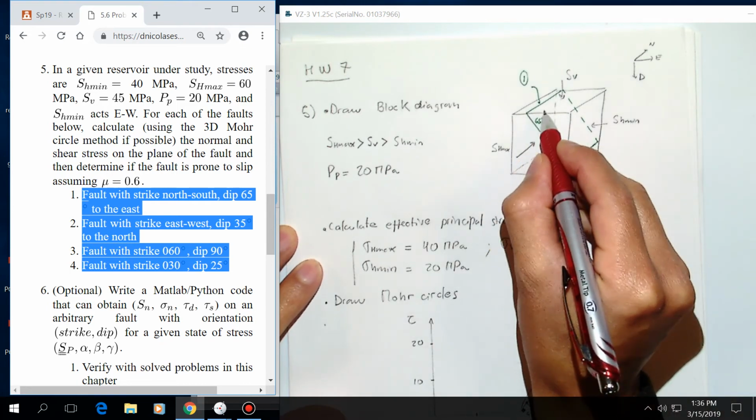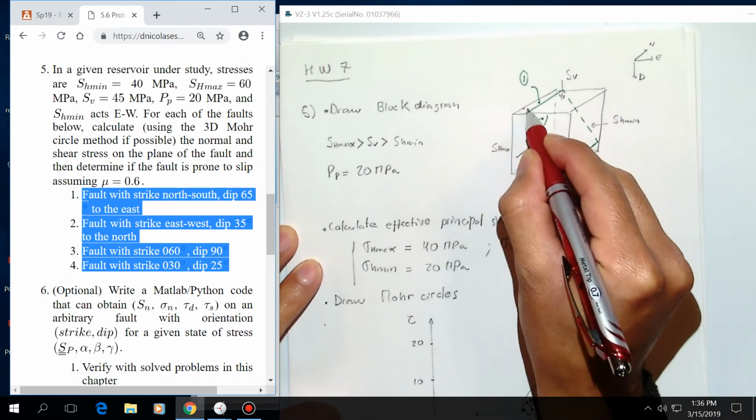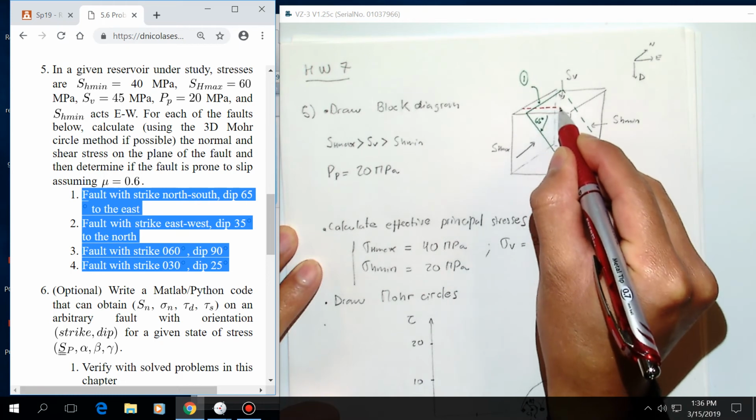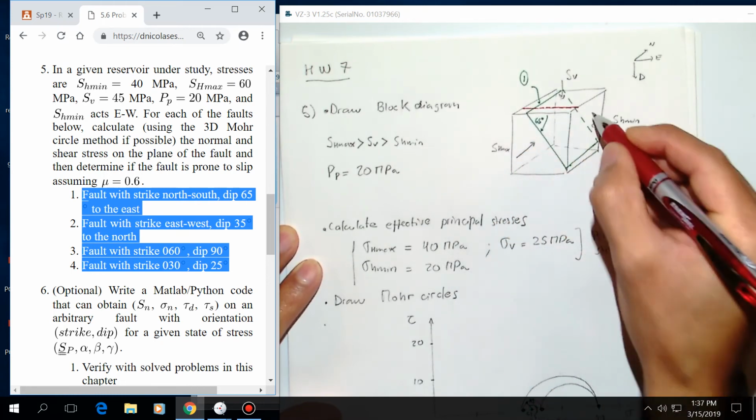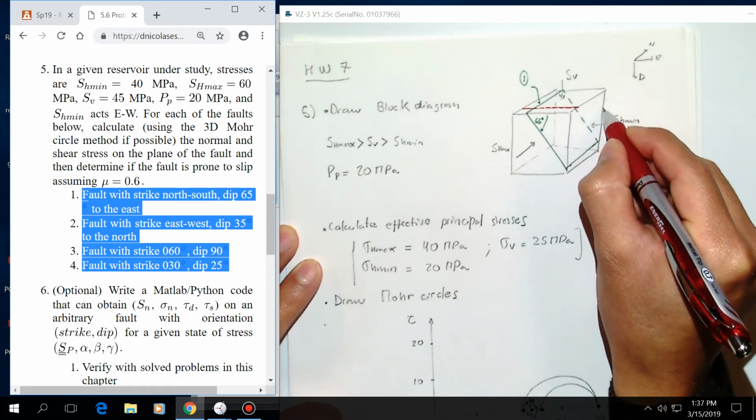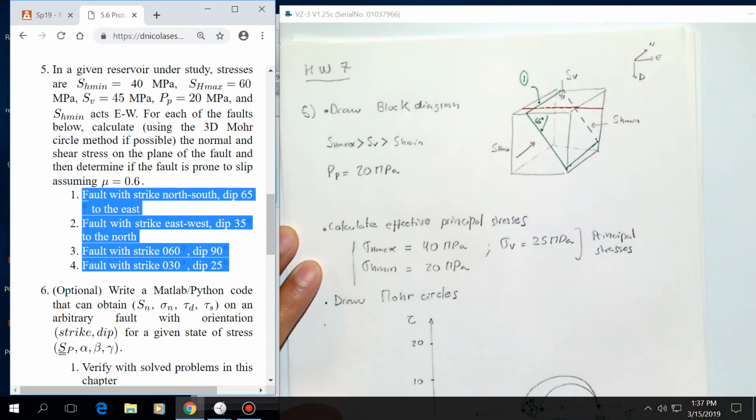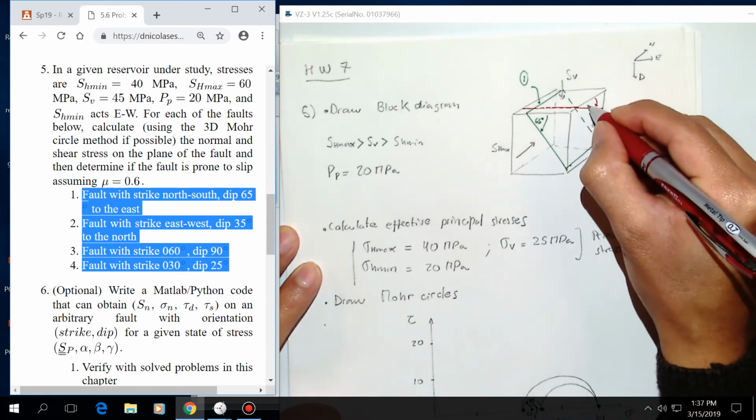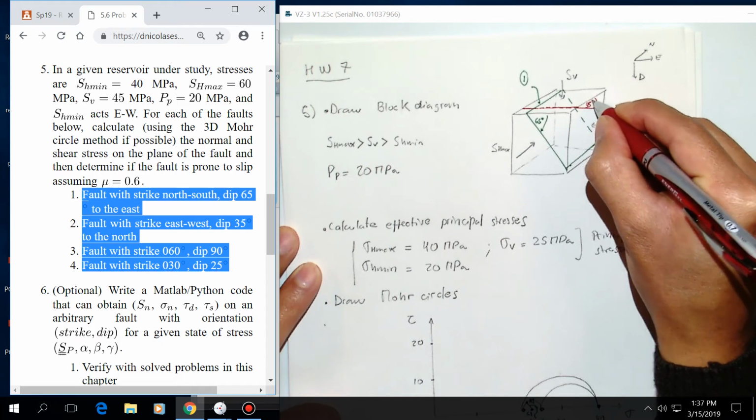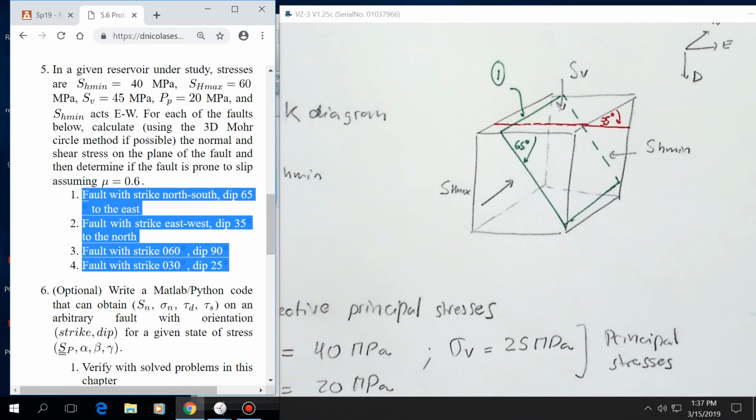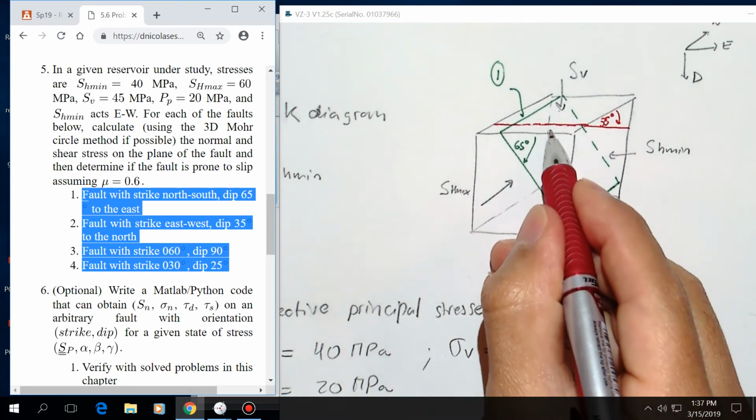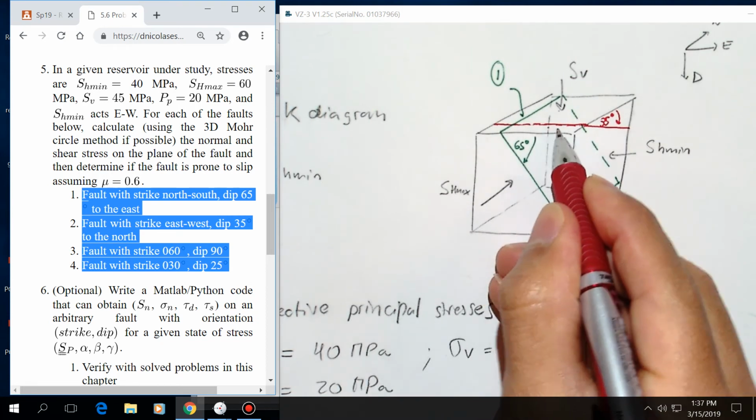So this is going to be something like this. This is the strike of number 2, and the dip is that, and this angle is 35 degrees, and it's dipping towards the north. Unfortunately, I cannot draw very well what would be the hidden lines, but I'll try.